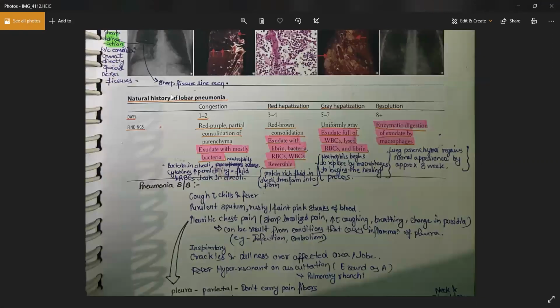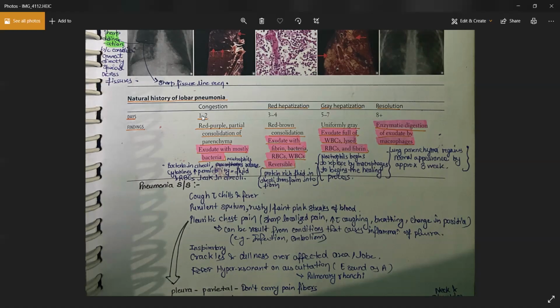Now let's see the natural history, what findings you will see when you perform a biopsy of a patient at different intervals. The patient has pneumonia on day 0. Within day 2, if you perform the biopsy, what you will find is the exudate and bacteria mostly. You will have a red-purple partial consolidation of the parenchyma. So reddish parenchyma will be there, blood will be there, bacteria will be there, exudate will be there. And again, as soon as you have this infection, you will only find the bacteria. Now, within these 3 days, the neutrophils will arrive at the location, right?